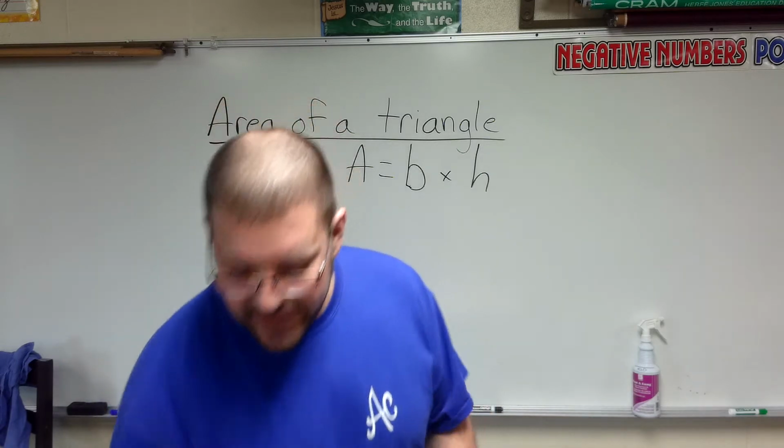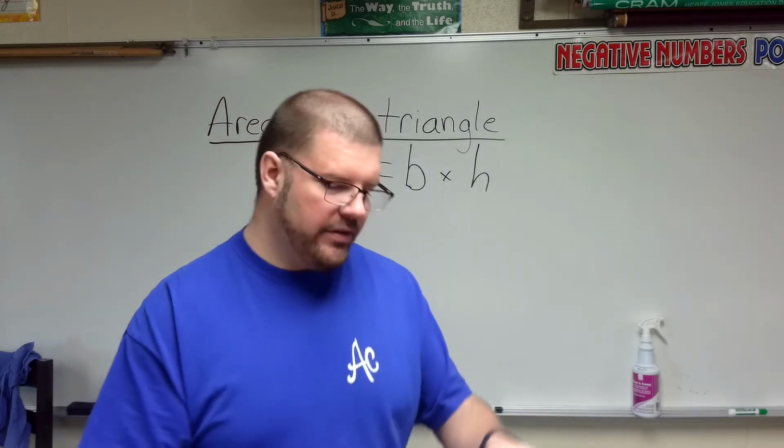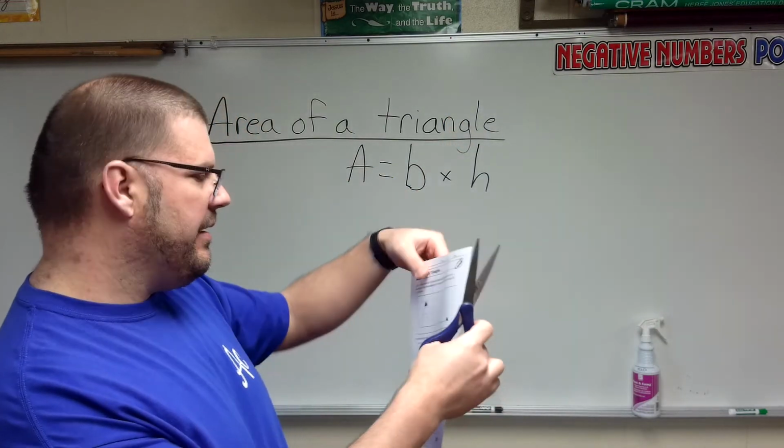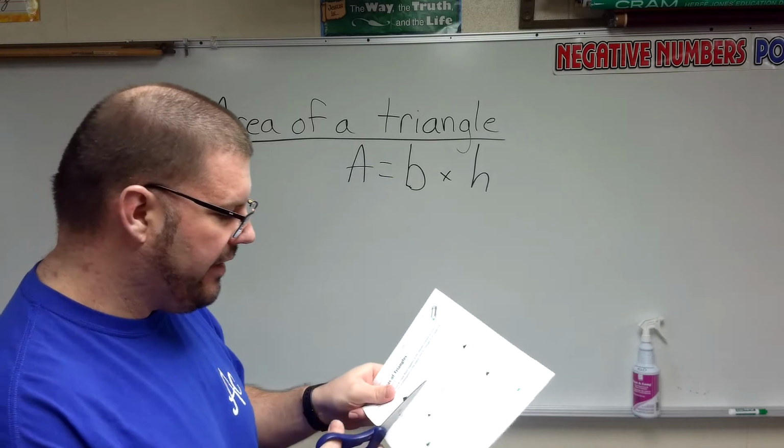Now, the first thing I want you to do is take out your scissors and page 265 and cut out A and B. Right? So just do that real quick. A and B.